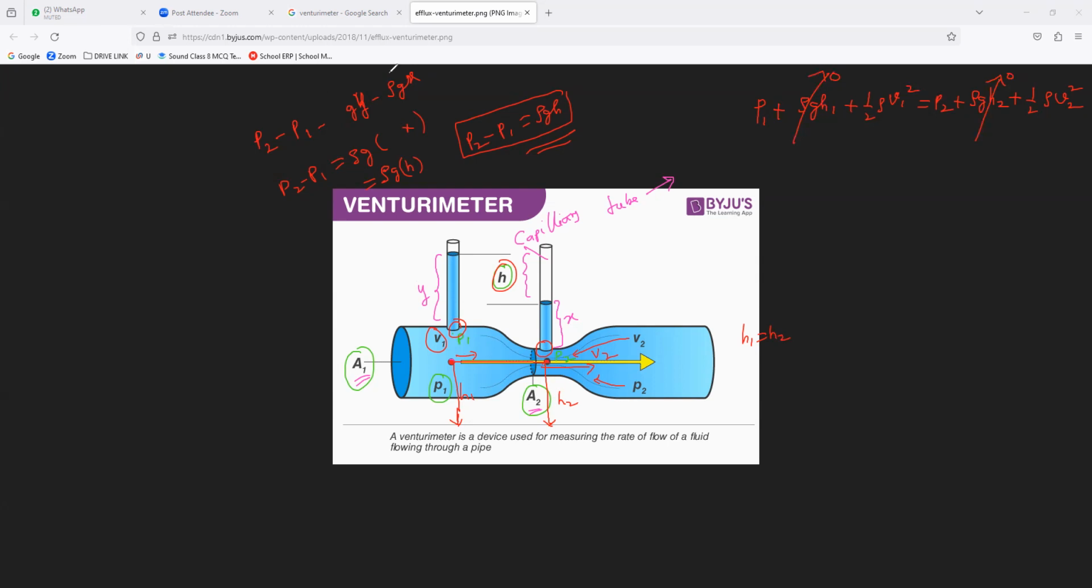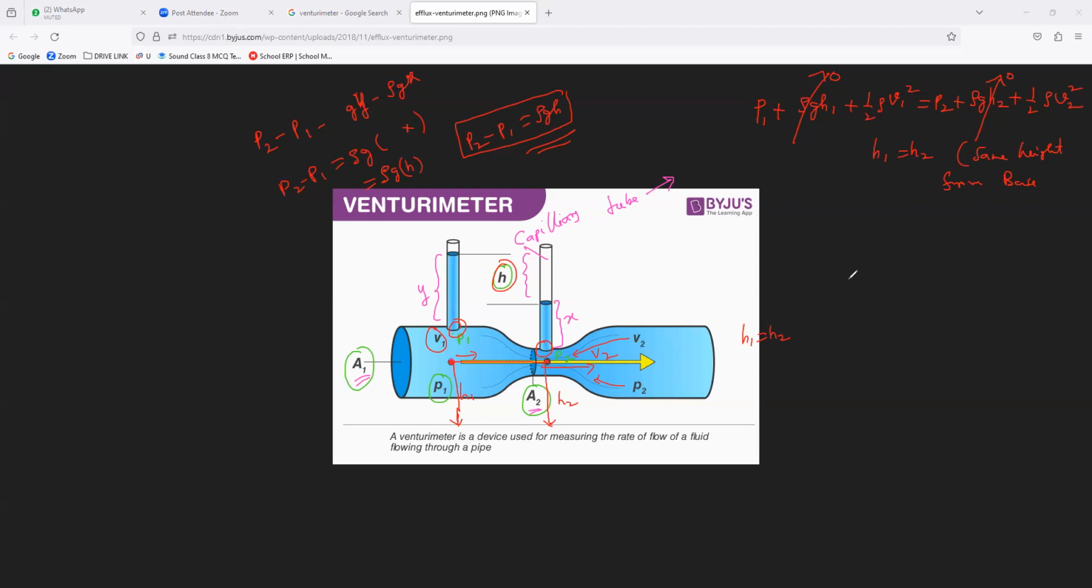Why? Do you understand, everybody? H1 is equal to H2, which means the same height from the base. Are you clear, everyone? So both the terms will vanish. Yes or no? All of you? Yes. That is what. Next.